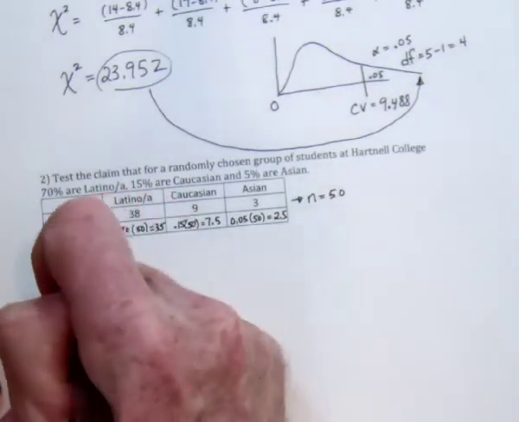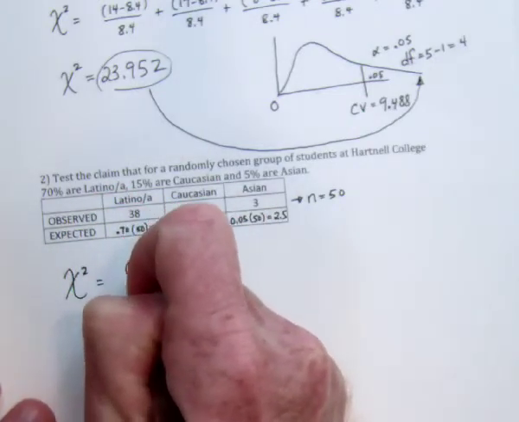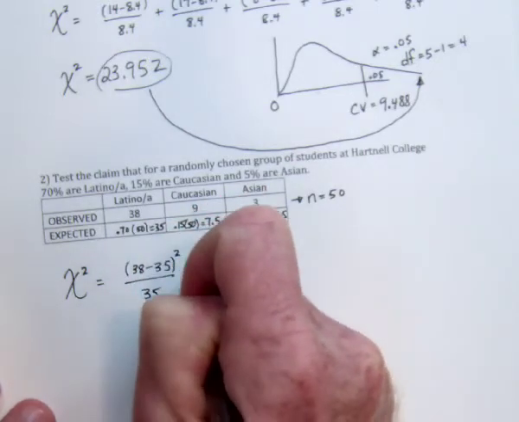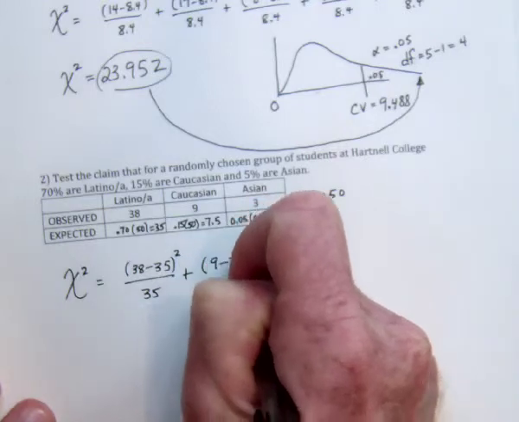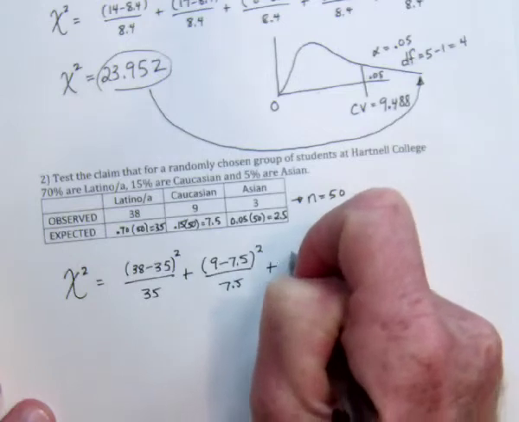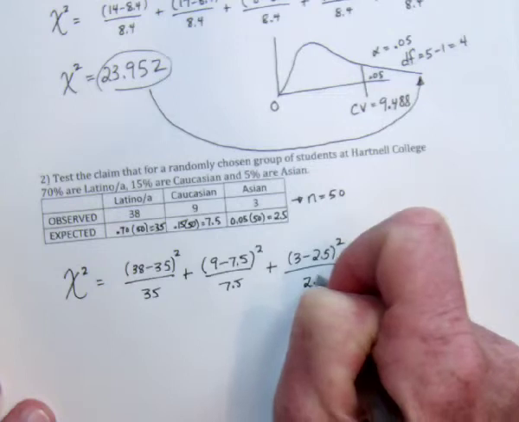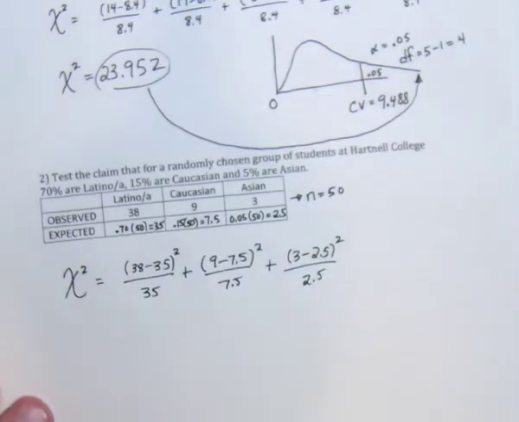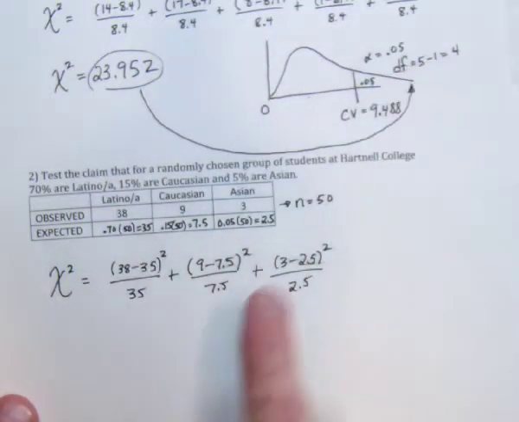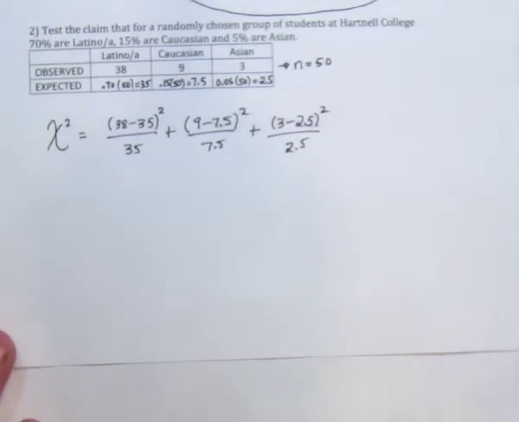So then we've got our chi-squared is going to be 38 minus 35, square it and divide by 35. Next, 9 minus 7.5, square it and divide by 7.5. And then 3 minus 2.5, square it and divide by 2.5. On the last one, they all had denominators of 8.4, so I was able to do that at the end. Here, the denominators are different, so I'm going to have to type in each fraction.